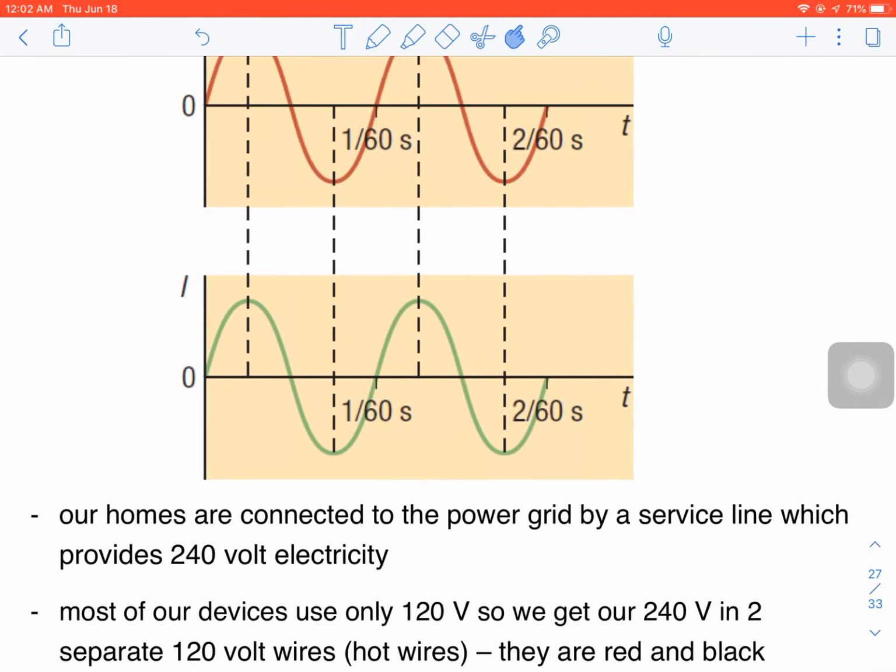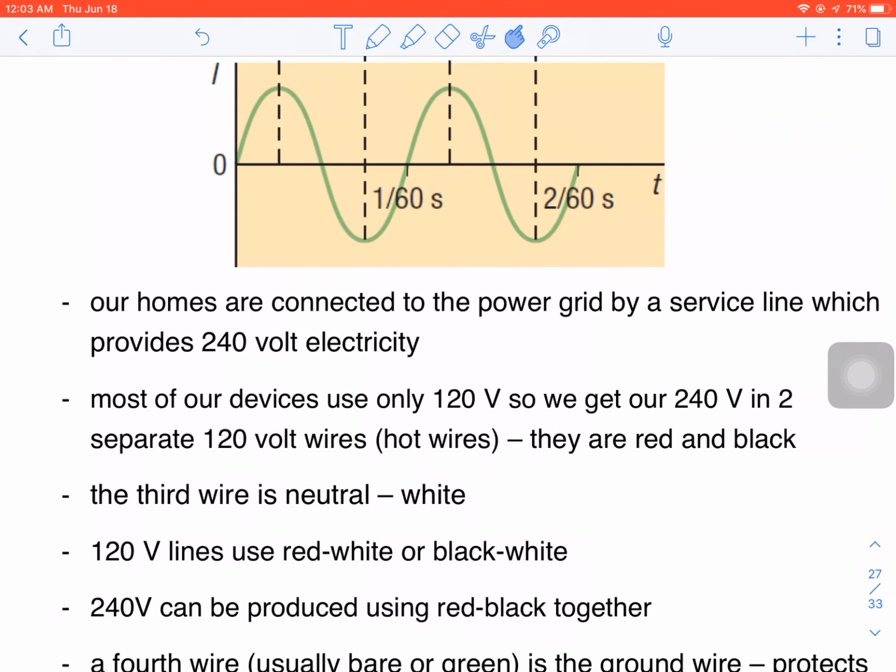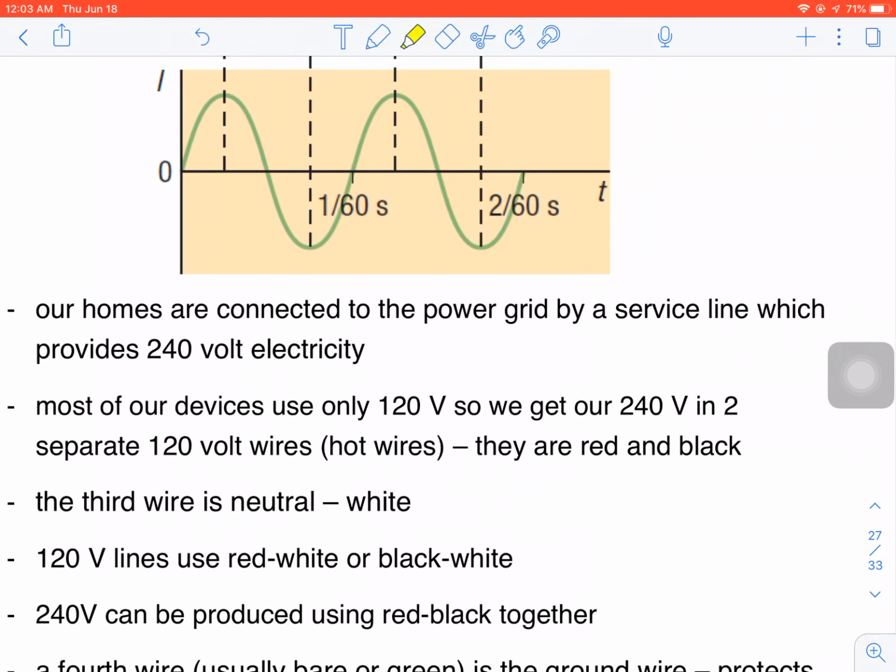That's what happens in North America, right? We've got a system that has 60 hertz, 60 cycles per second. And today, what we have in our homes is a service line that comes into our homes. The service line brings the electricity that I need, which has a frequency of 60 hertz. It's alternating current, and basically that comes in two separate wires. I've got the two hot wires. One is the red wire and one is the black wire, and they both are delivering 120 volts of potential.